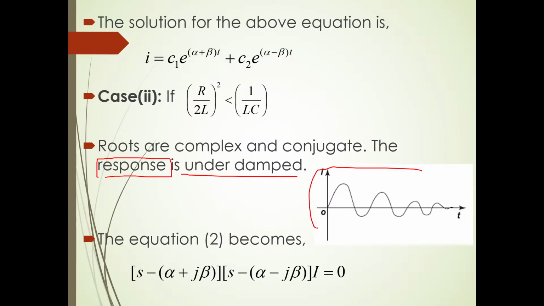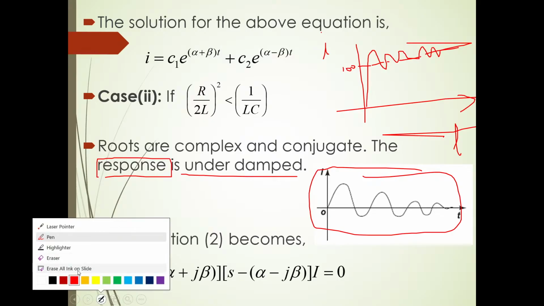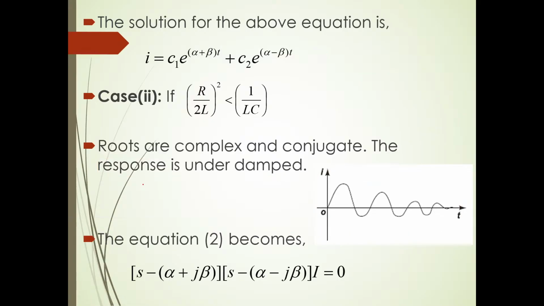Underdamped response somewhat looks like this. I can draw one more response: this is T, and this is I. This dotted line will be your final value, the 100% value. So you get an underdamped response if the roots are complex conjugate.